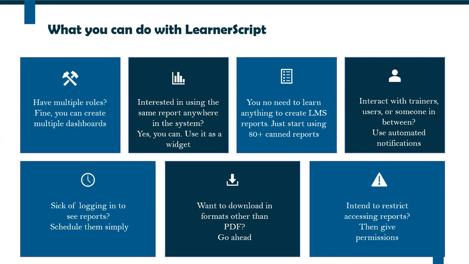LearnerScript provides 80+ canned reports by default. When you install the plugin and configure it, it will automatically set up the 80+ canned reports. When I say canned reports, these are reports we provide with the tool. We did some research and we got some requirements from clients. Combining all those, we created some reports and dashboards. So everything will be set up for you when you install and configure the plugin. So you don't need to start from scratch. You can just install, configure, and go with the existing reports.